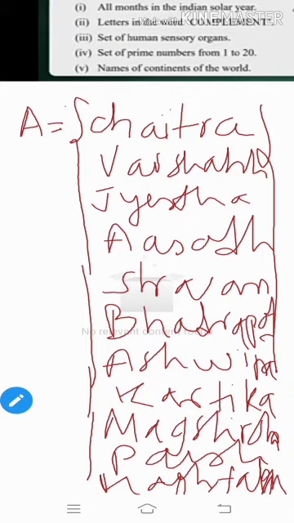There are a total of 12 months of the Indian solar year: Chaitra, Baisakh, Jyeshtha, Ashadh, Shravan, Bhadrapada, Ashwin, Kartik, Margashirsha, Paush, Magh and Falgun.